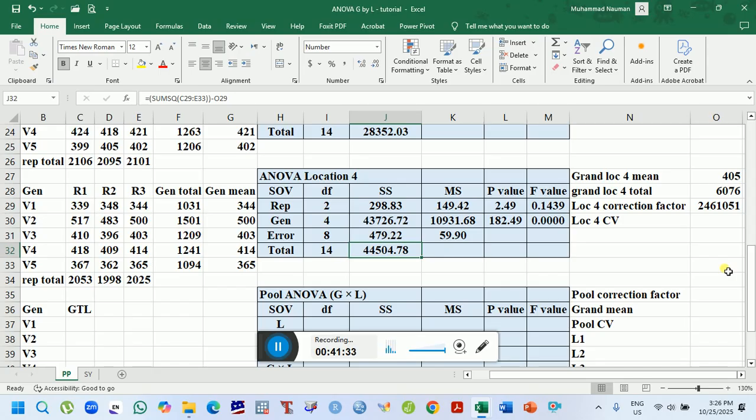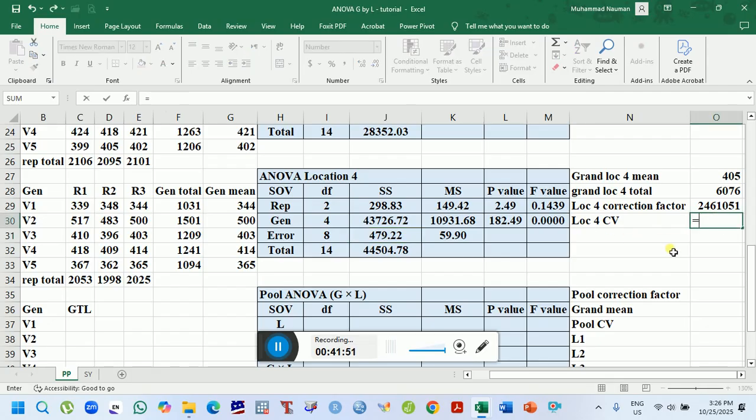Location 4. The genotype in location 4 also shows significant differences, below P equal to 0.01. It is highly significant. Now we calculate the C for this equation.